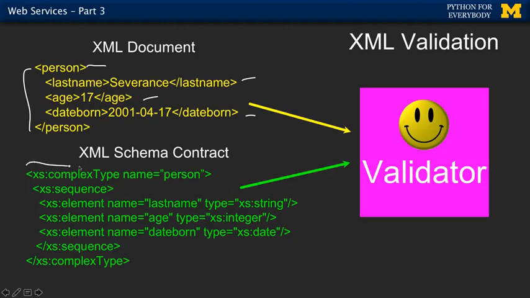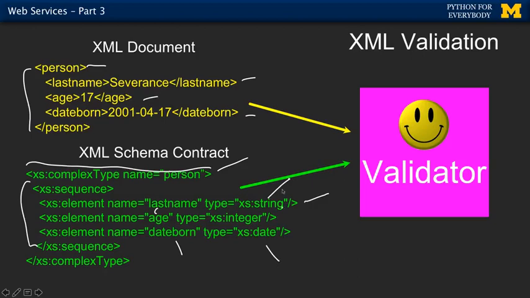And so this xs:complexType, as we said before, an element that can have children is called complex, and an element that can't is simple. So this basically says the outer bit of this particular XML is expected to be a tag named person. Then within that there's going to be a sequence of tags, xs:sequence. And there's going to be a tag called last name, and it's going to be a string. Then there's going to be a tag that's age, and it's going to be an integer. And then there's going to be a tag called date born, and that's going to be a date.